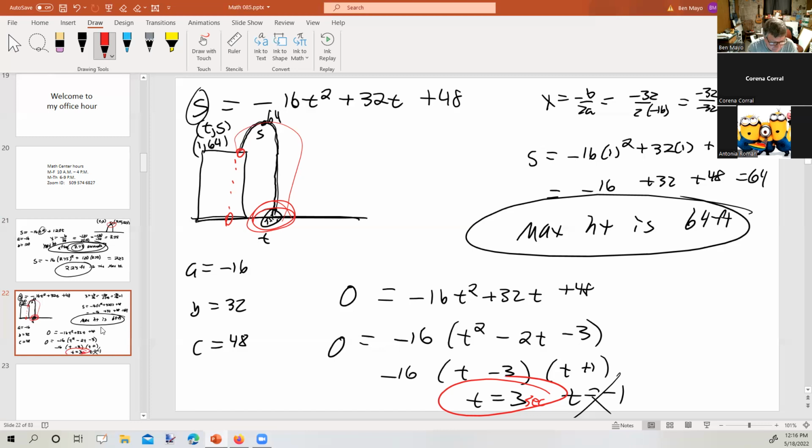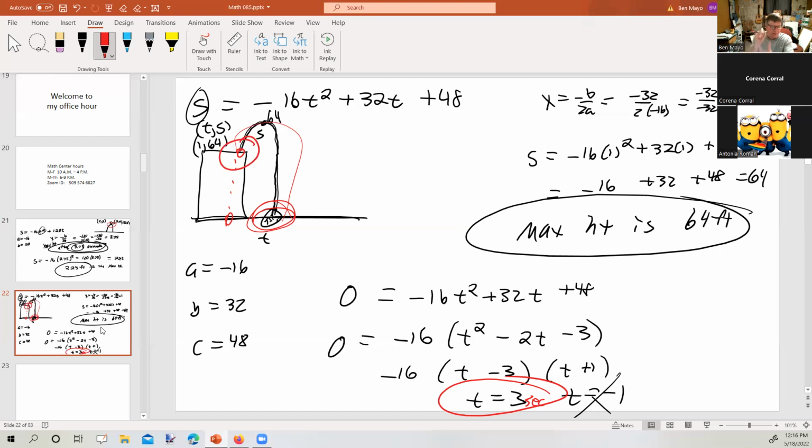If it takes 1 second to reach the maximum, it takes 3 seconds to hit. So it's 2. Nope, nope. No? Am I doing it backwards? I wonder. I follow your logic, but unfortunately, that's not going to work. Okay, what time is it?